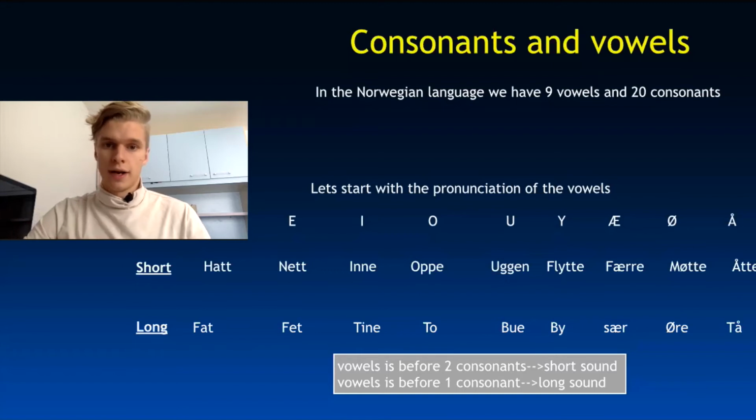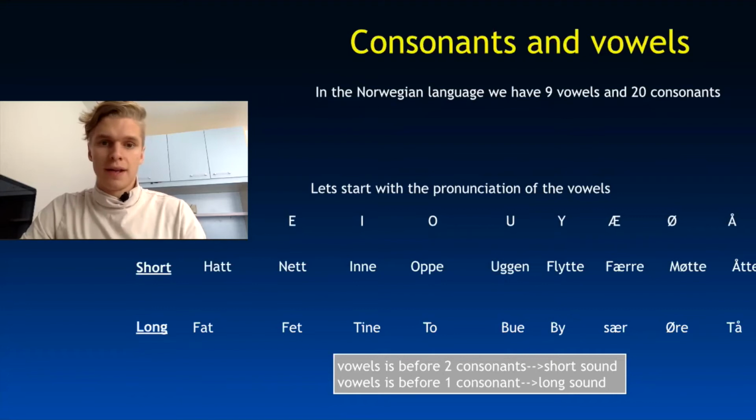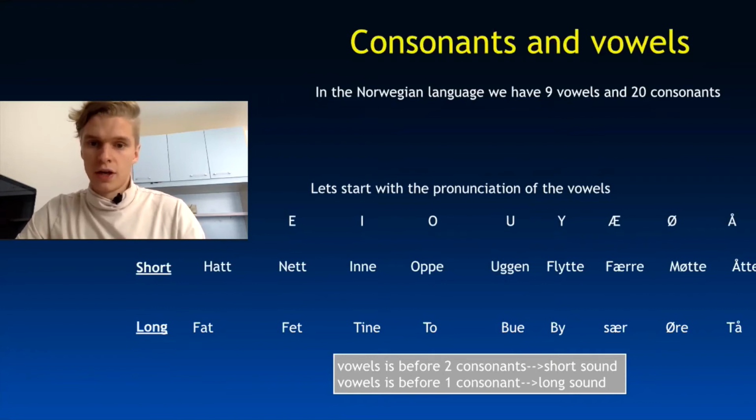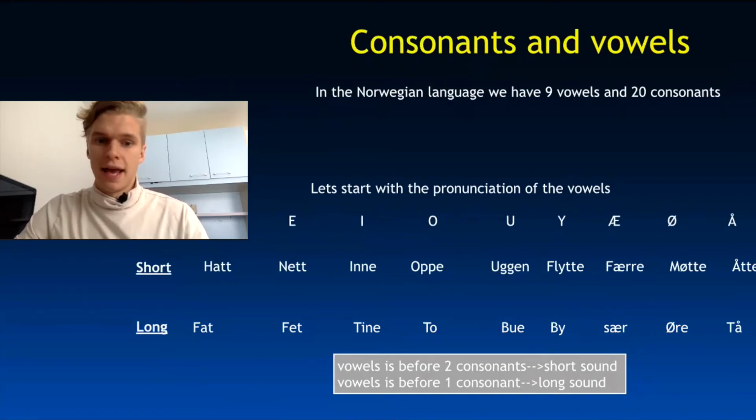Now I'm going to show you a little about the rules for consonants and vowels. We divide the alphabet into consonants and vowels. We have 9 vowels and 20 consonants. Look at the pronunciation of the vowels I showed you in the last slide: A, E, I, O, U, Y, Æ, Ø, Å. These are the ones that are just one syllable.